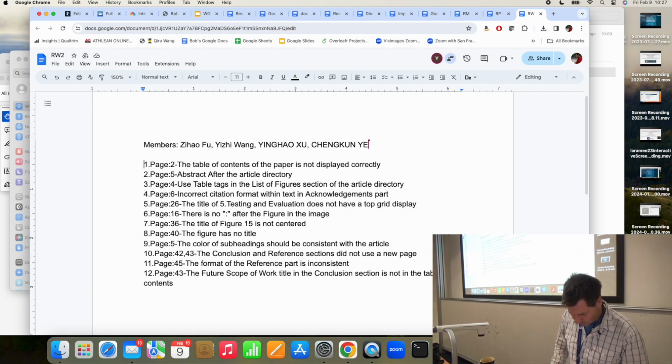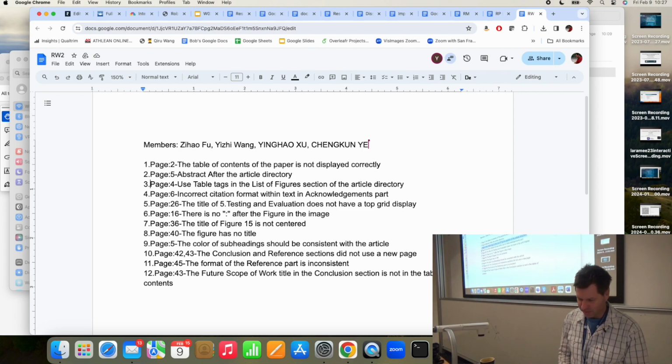Okay. Table of contents of the chapter is not displayed correctly. Abstract after the article. Directory. Use table tags and a list of figures. Yep. I mean, you can have a list of tables and a list of figures in a dissertation. Yep, incorrect citation. Title, testing and evaluation does not have a top grid display. Okay, I'm not sure what that means.